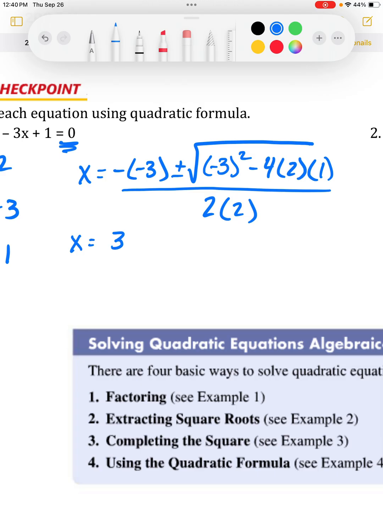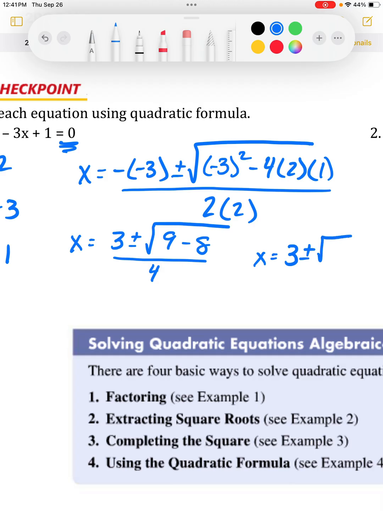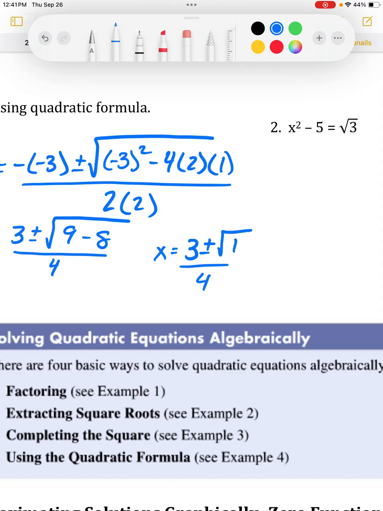So x equals 3 plus or minus the square root of 9 minus 8 all over 4. Well, that will be x equals 3 plus or minus the square root of 1 over 4. We all know the square root of 1 is 1, so we have x equals 3 plus 1. Well, that's 4, and 4 over 4 is 1. And we'll have 3 minus 1, which is 2 over 4, and that's 1/2.